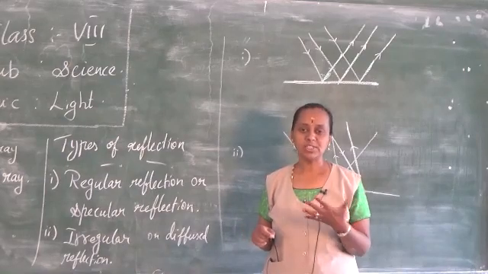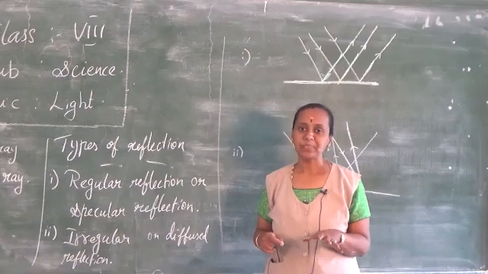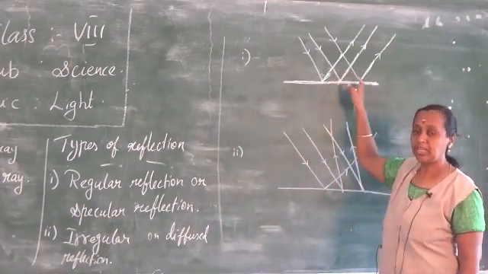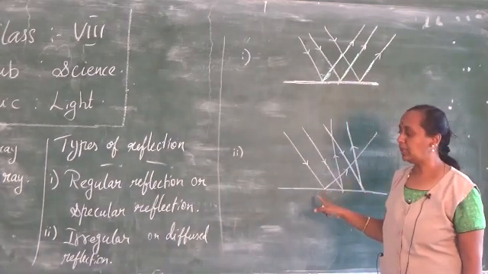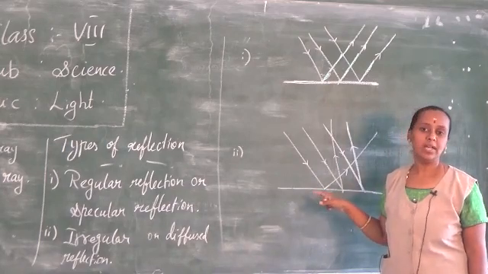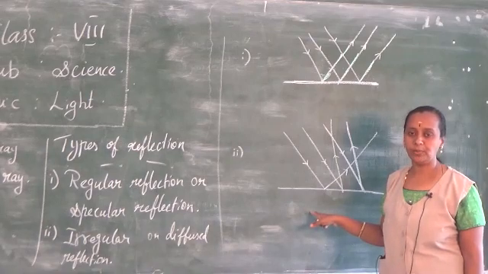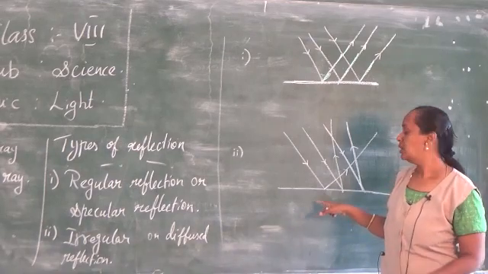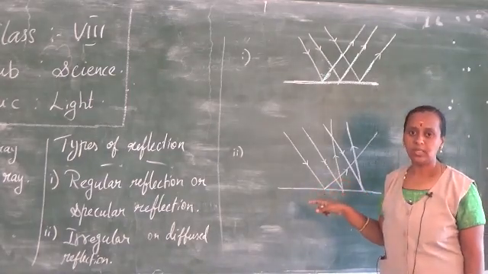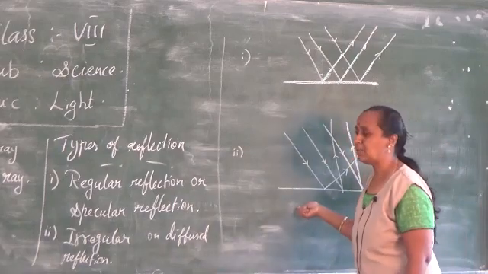Here the laws of reflection are obeyed, that is, the angle of incidence and the angle of reflection are equal, and you can see the reflected rays are parallel to each other. Each ray is parallel. When you come to irregular or diffuse reflection, it happens on a rough surface. Here a clear image is not obtained, and the laws of reflection are not followed. The angle of incidence and the angle of reflection are not equal. Examples are the reflections caused by a wall. So that's all about these types of reflection.